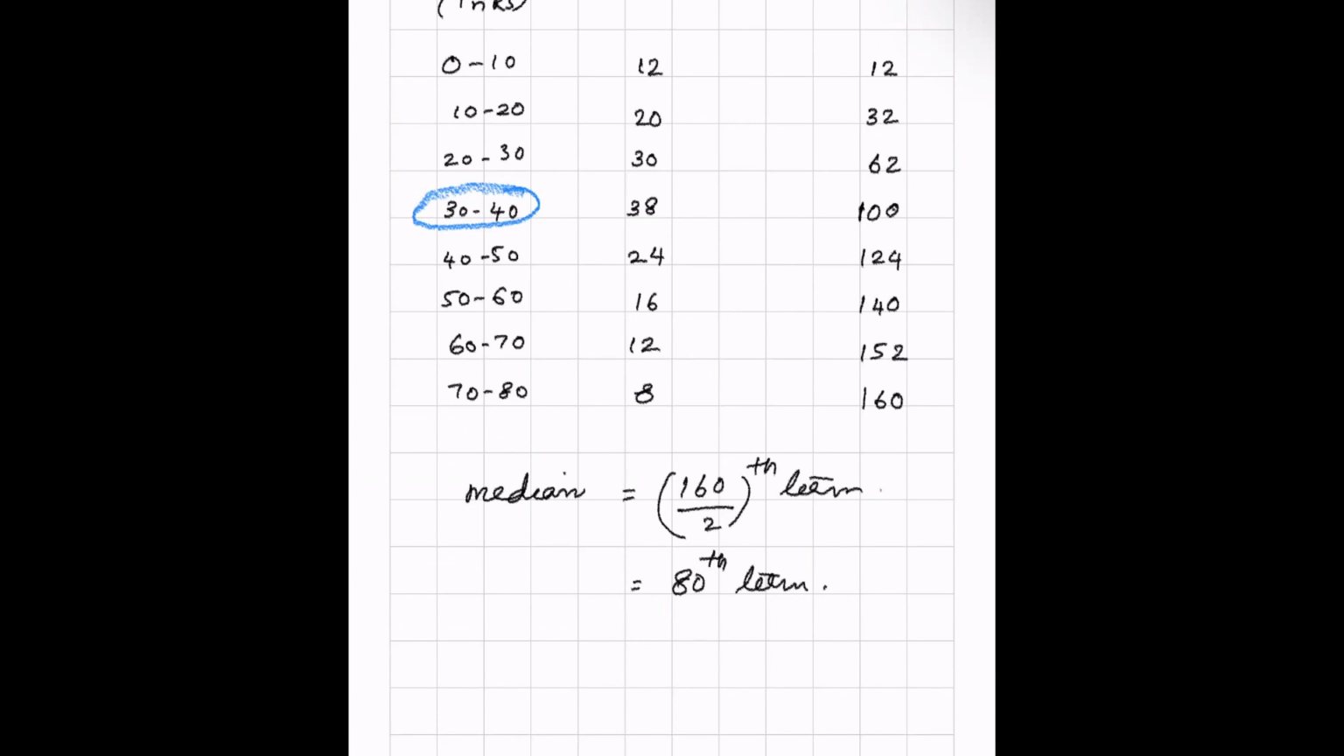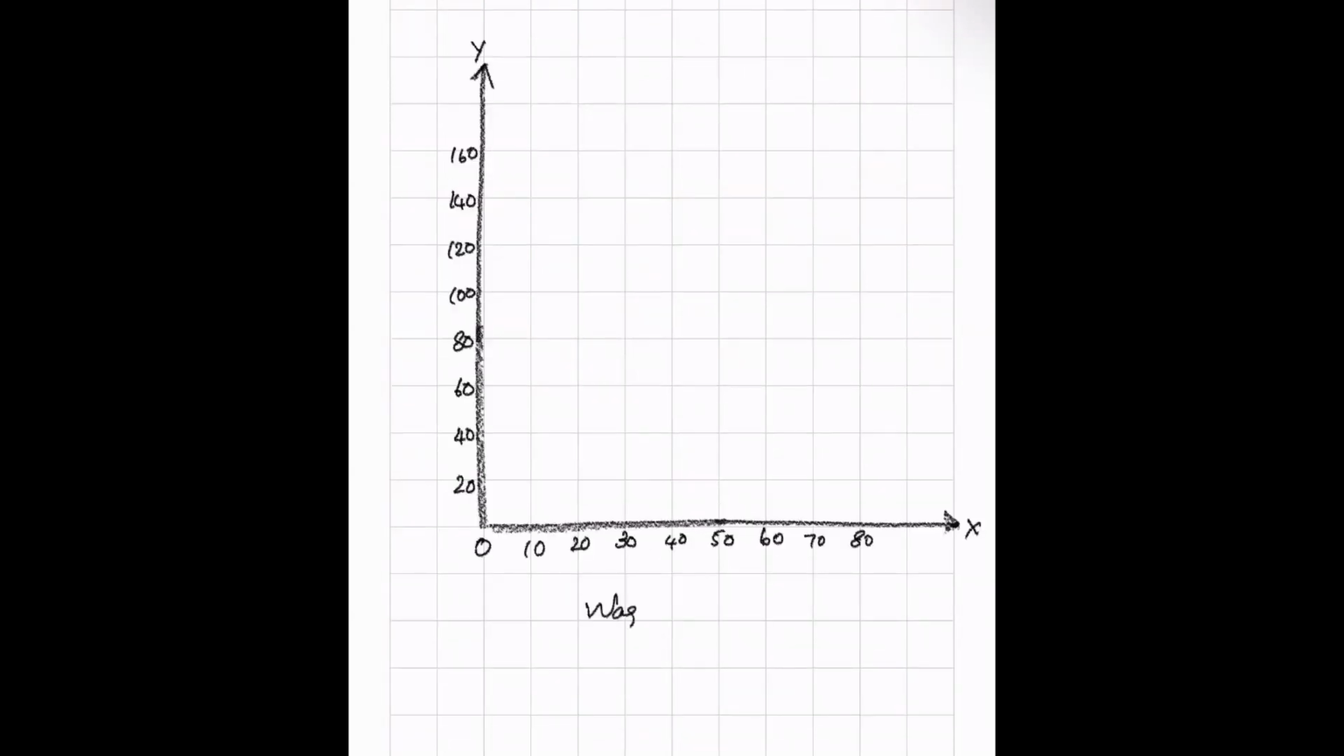Use the graph paper, plot the graph, same thing. Cumulative frequency against the y-axis, wages against the x-axis. Here you have 160 workers, so it's better to take the scale as 1 centimeter equals 20 workers. Against the x-axis, you should write wages in rupees. Against the y-axis, you should write cumulative frequency.